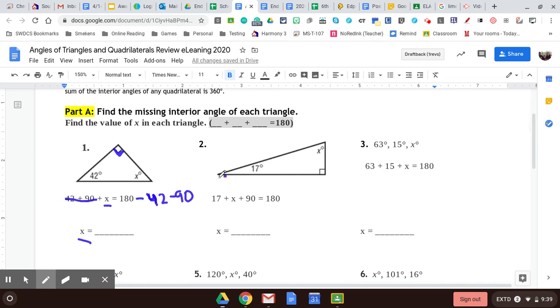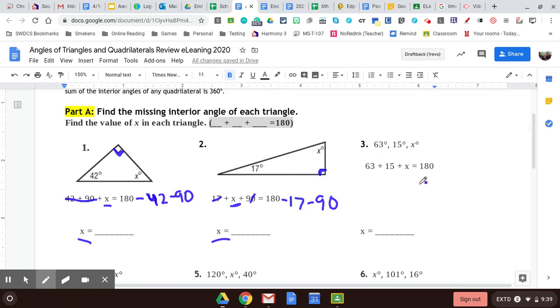Okay, number two, I have another triangle. I have 17 as one of my angles. I have this box again, and that box is a right angle, which means it is 90 degrees plus x. Again, I have to do the opposite operation. This has addition, so I must subtract. So I have 180 minus 17 minus 90. That cancels out the numbers on this side, and I am left with x. What is x for number two?